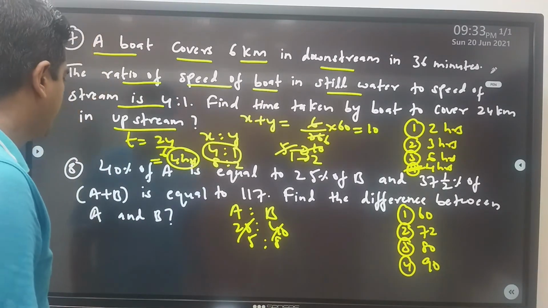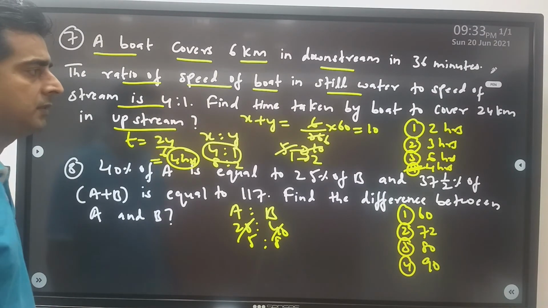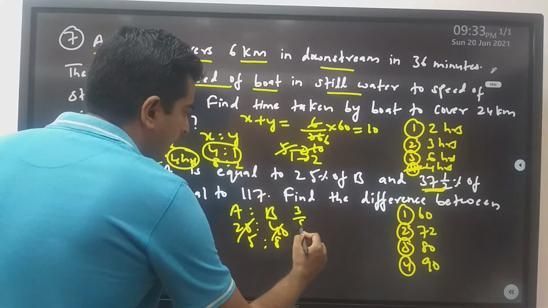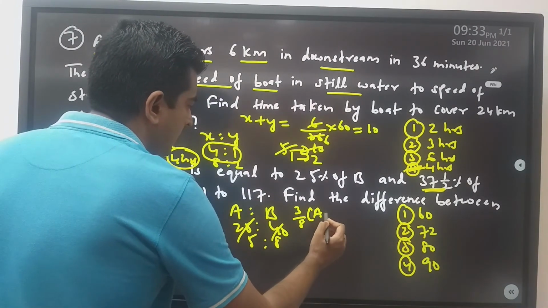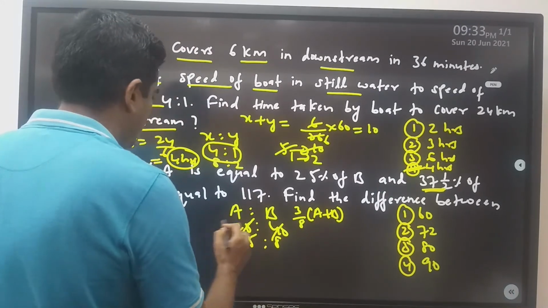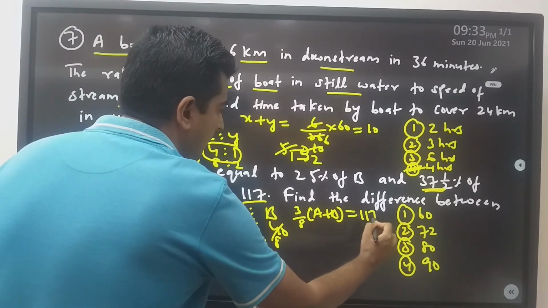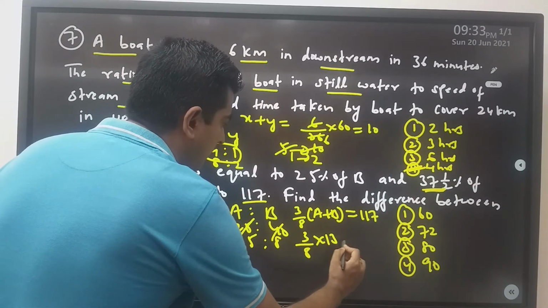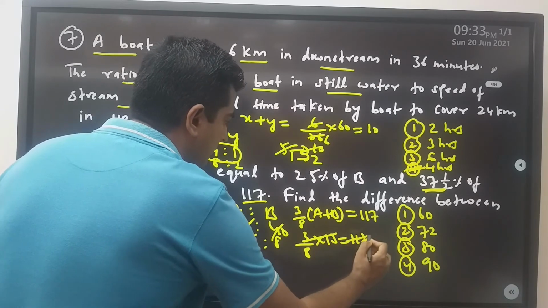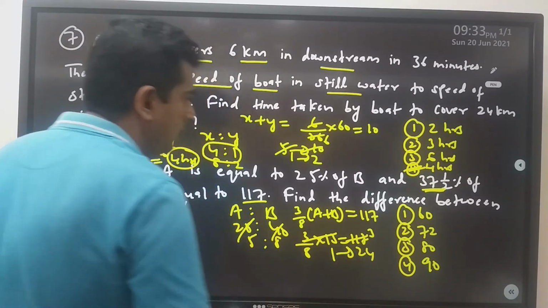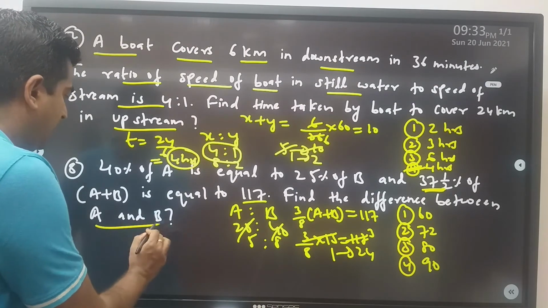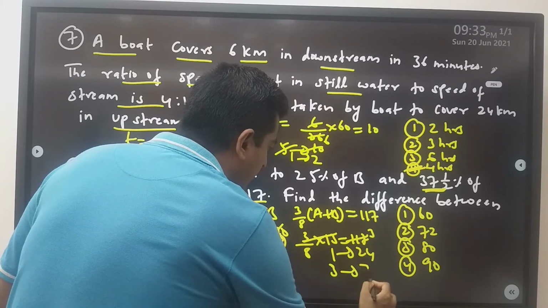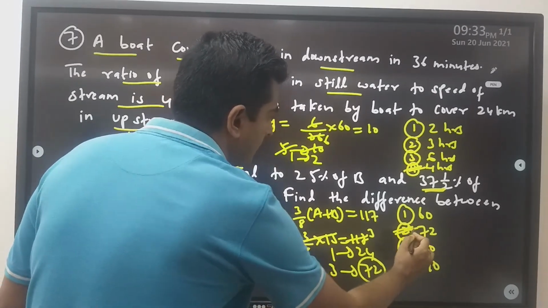And 37.5% of A plus B is equal to 117. What is the 37.5% fraction value? 3 by 8. So 3 by 8 of A plus B. A plus B is nothing but 13 parts. 3 by 8 of 13 is equal to 117. 39 parts, 3s are, so one part is 24. Find the difference between A and B. What is the difference here? 3. So 3 parts is how much? 72, which is nothing but second option.